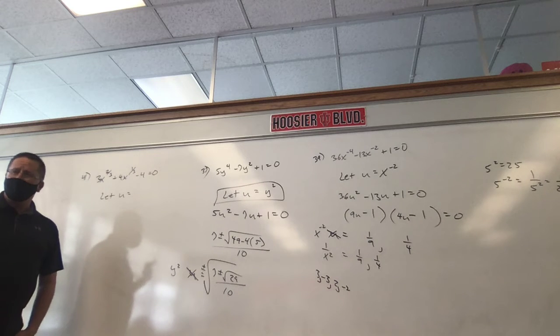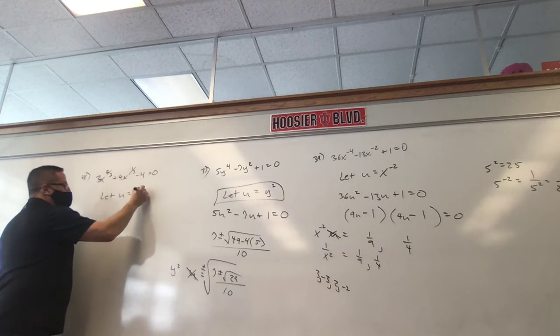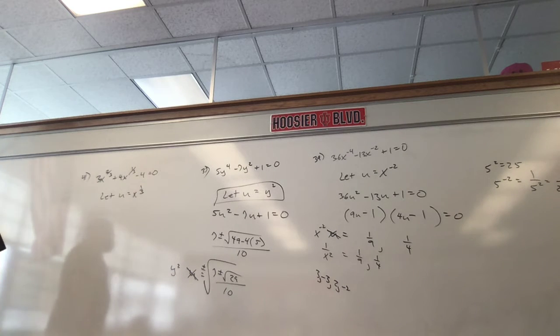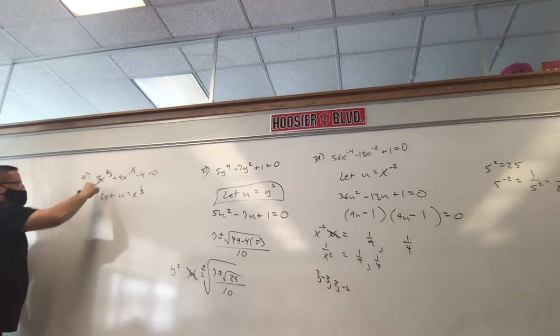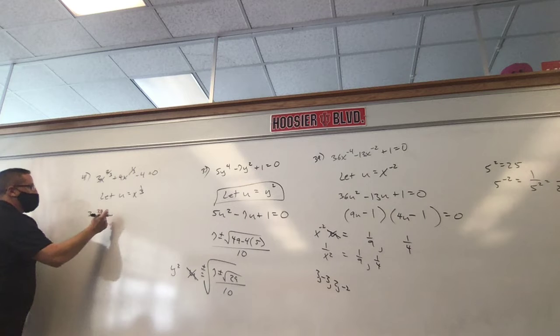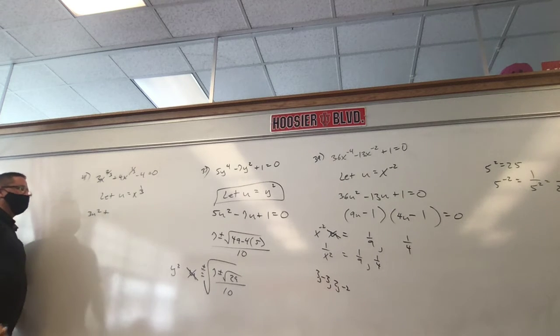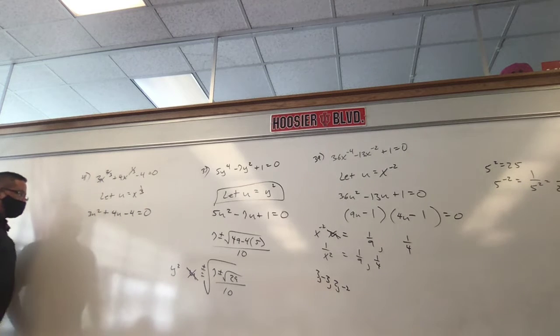So what's u equal to? Careful, not just 1/3. Be picky here. x to the 1/3. It's the middle one. So if u is x to the 1/3, what's x to the 2/3? We're saying u's. 3u squared plus, what's 4x to the 1/3? 4u minus 4. Does that factor?